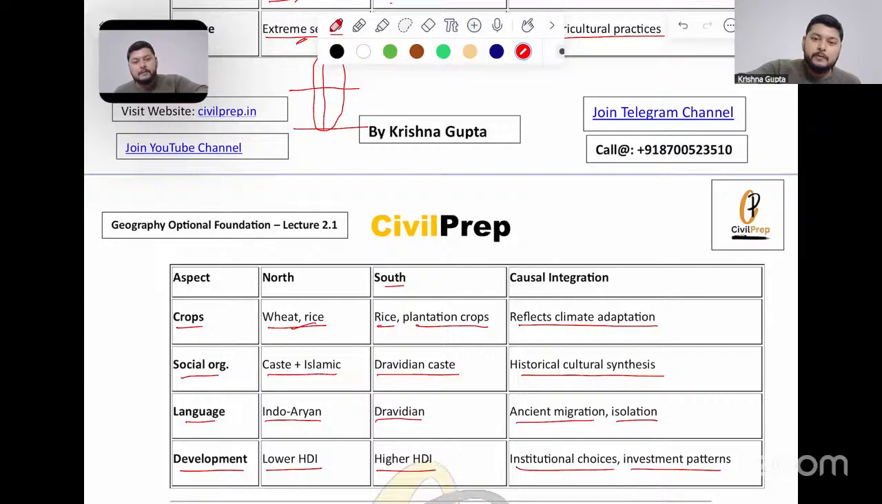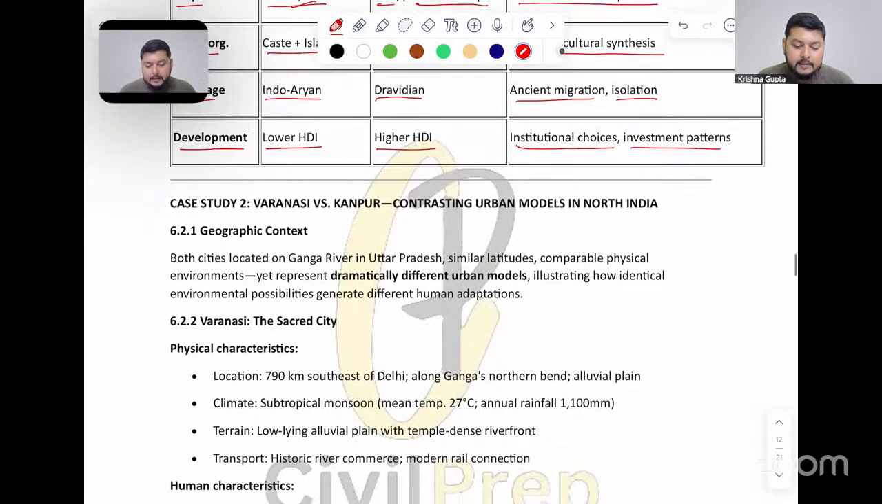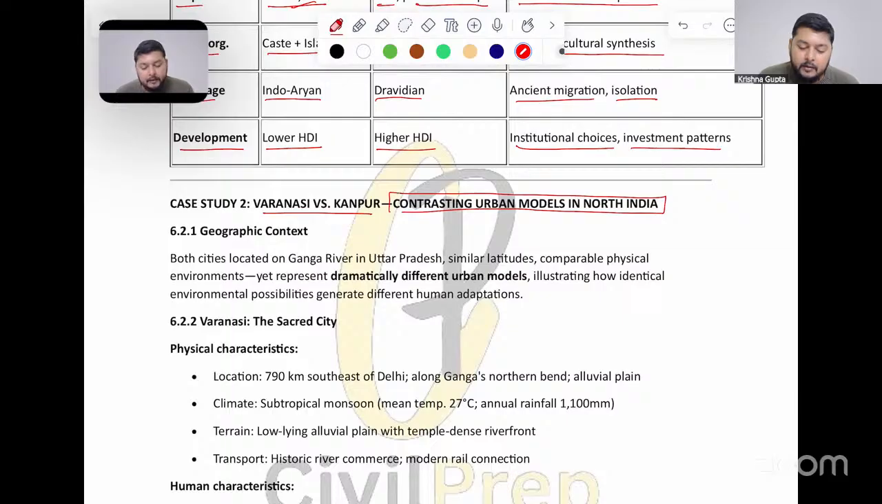Okay, so this is one case study. I will move to the next case study. The next case study is on Varanasi versus Kanpur, that is, contrasting urban models in North India. Now, in the previous section, what we have seen, we have taken two regions present in a single subcontinent of India, that is Northern India and Southern India. And in this case study, we are taking two cities which are present in Uttar Pradesh.